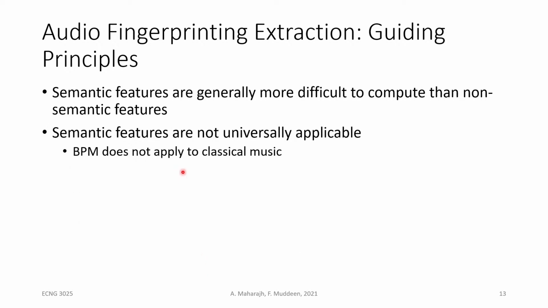So semantic features, because they're so subjective in nature, are more difficult to compute than non-semantic features, as if we're trying to create a mathematical match to something that isn't numerical in nature to begin with. And semantic features in some cases are not universally applicable, because BPM itself doesn't apply to classical music. Classical music refers to something like 3 out of 4 beats, or 4 out of 4 beats, or 6 out of 8 beats, whereas BPM in modern days is like 90 beats per minute, 120 beats per minute, and so forth. So BPM actually does not apply to classical music itself.